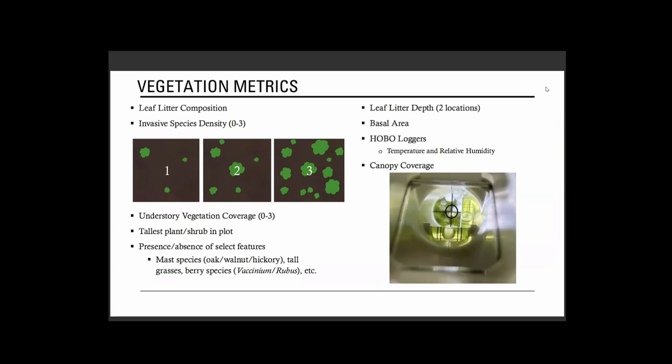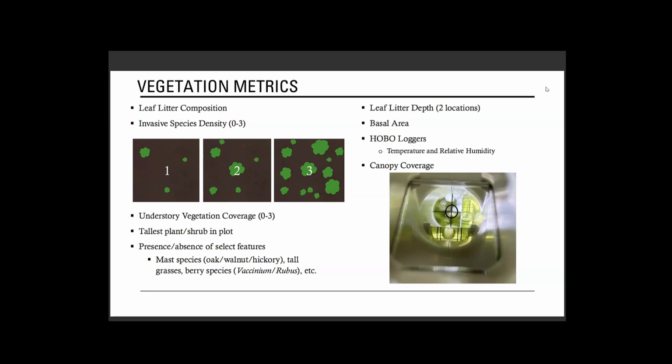And we did presence and absence of select features, including mast species, tall grasses, and berry species, as all of these could lead to different hosts being around or a positive habitat feature for ticks. We also looked for leaf litter depth at 2 locations, one on each side of the subplot.